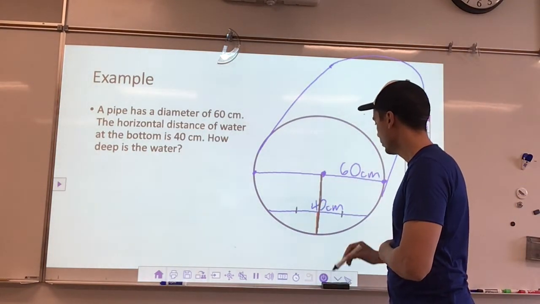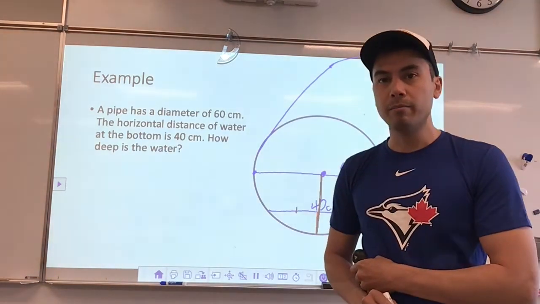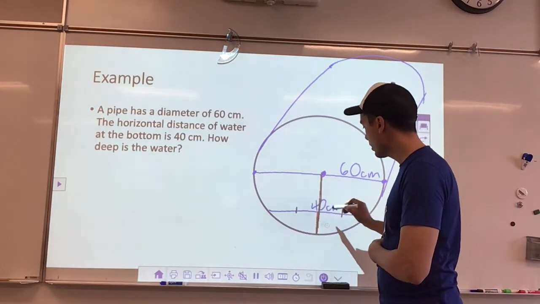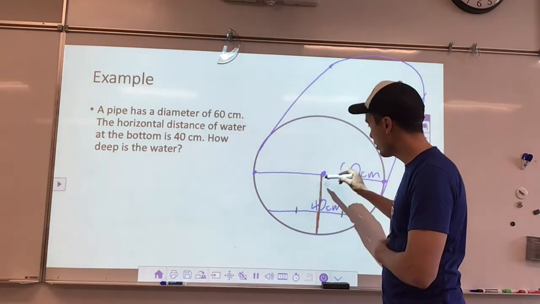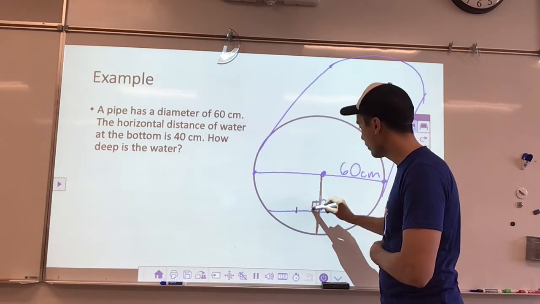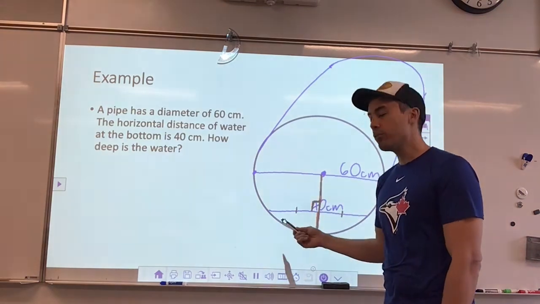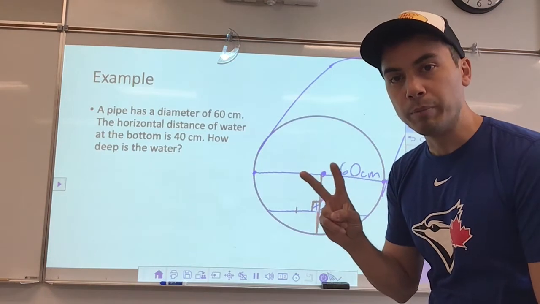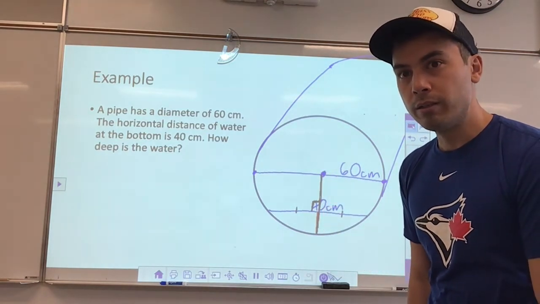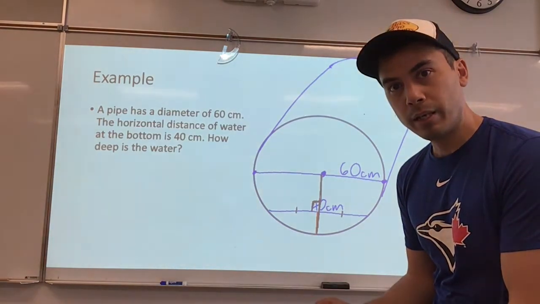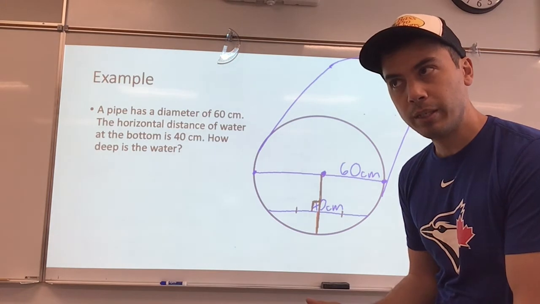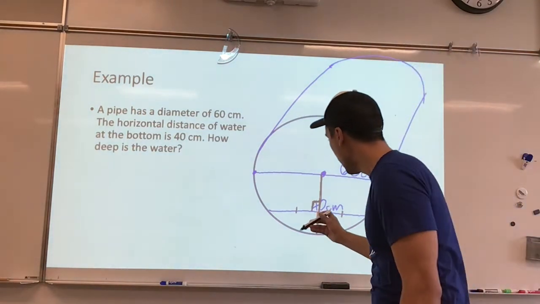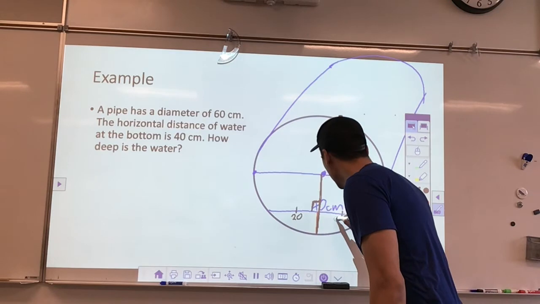A couple of amazing things happen if I do this. Number one, if I can cut this chord into two pieces, and if it goes through the center of the circle, I know I have a right angle here. I also know the length of that line and that line because it was 40 and I split it into two equal pieces, and 40 divided by 2 is 20. So I'm going to put a 20 here and a 20 here.